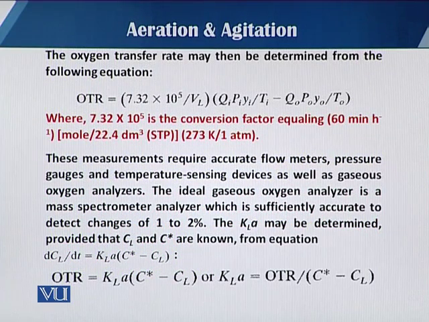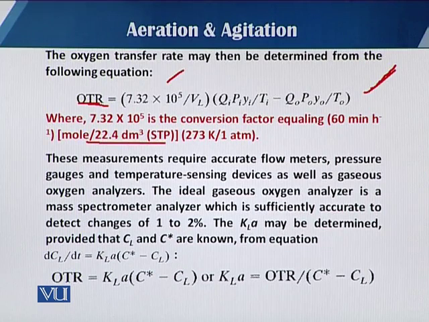So the oxygen transfer rate can be determined by this equation: OTR, the oxygen transfer rate, is equal to 7.32 multiplied by 10 raised to power 5 over VL, into QI PI YI over TI minus Q naught P naught Y naught over T naught. So this is the equation that gives the oxygen transfer rate. You can see here the 7.32 multiplied by 10 raised to power 5 is the conversion factor, accounting for 60 minutes per hour at standard temperature and pressure. This is the constant.